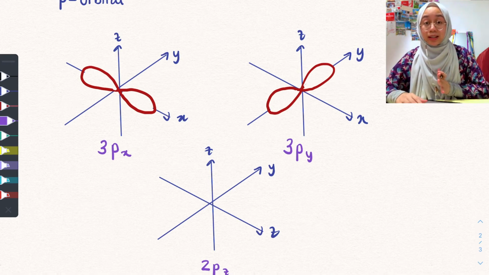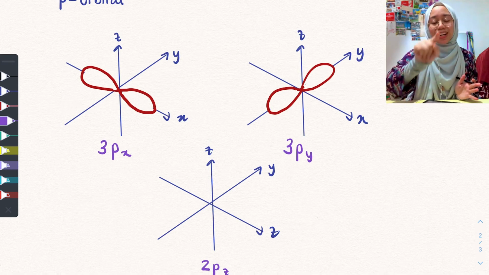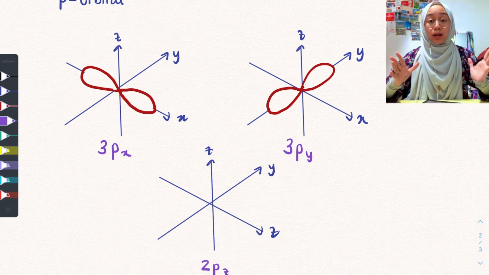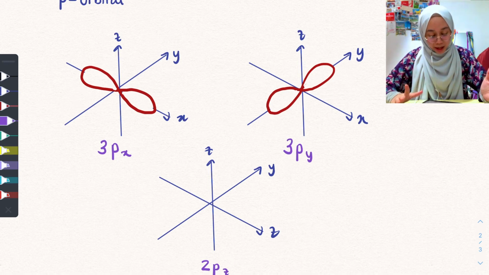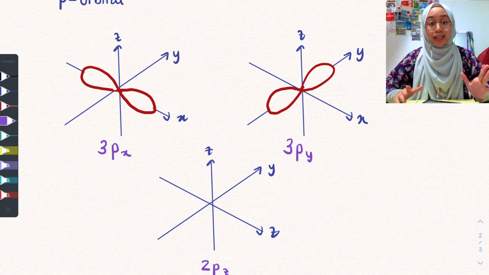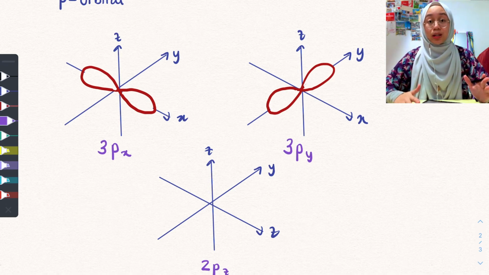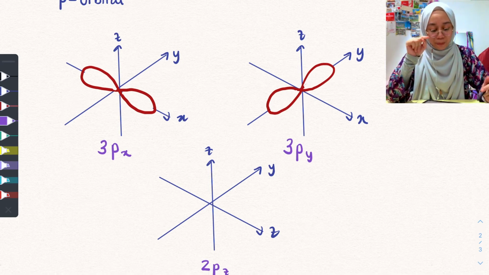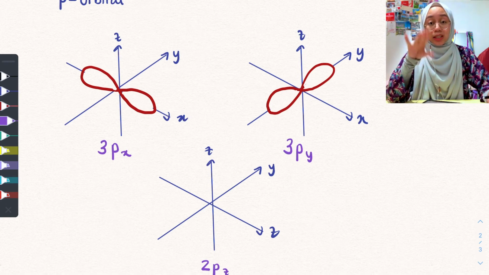The similarity is the shape. They are all P orbitals. So when all are P orbitals, meaning all the shapes are dumbbell. Okay, but the difference is the orientation. So the orientation, because it is Z, means the orbital lies on the Z axis. And there is one more difference, which is the value of n. So the value n is smaller compared to what we drew previously, 3PZ with 3PX and 3PY.